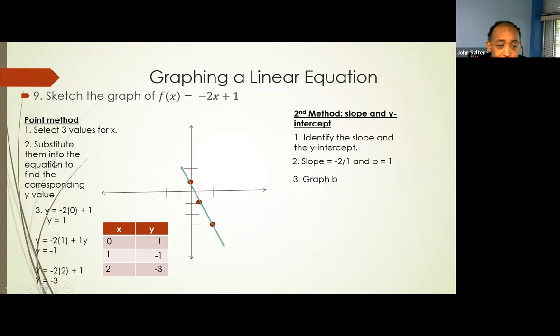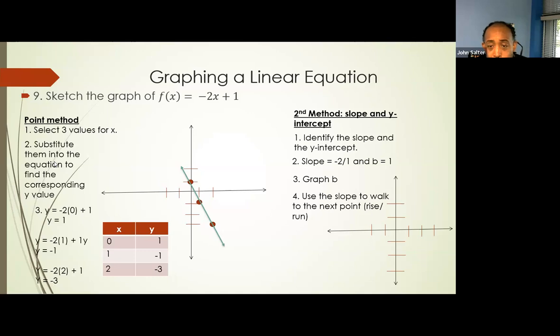So I'm gonna graph that b first. Then I'm gonna use the slope to walk to the next point, rise over run. So first I put the point, b equals 1, it's a little off center, but you get it. Then I'm going to go over 1 unit and down 2 units. It's a point wherever I land. After that, connect the dots. And if you notice, it should be the same line, right? Exact same line.